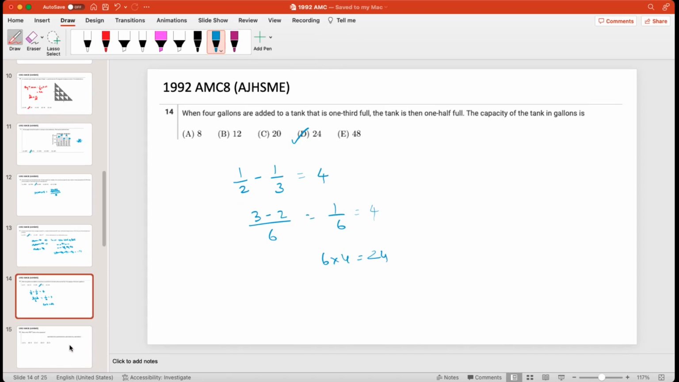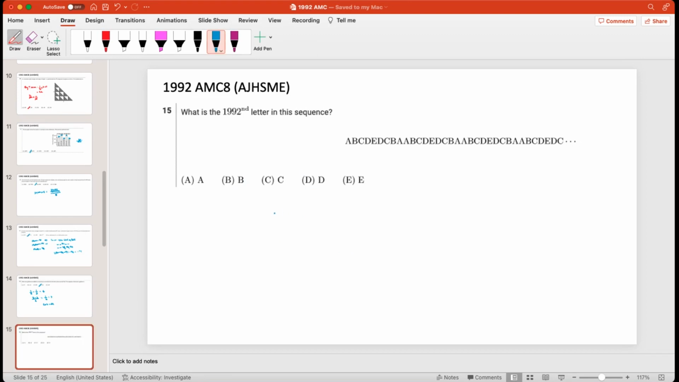Now going to the next question. What is the 1992nd letter of the sequence? So let's see after how many letters the sequence repeats. So A, B, C, D, E, D, C, B, A. Then you have A, B, C, D, E, D, C, B, A. So it repeats after every 9, right? After every ninth letter, this repeats.